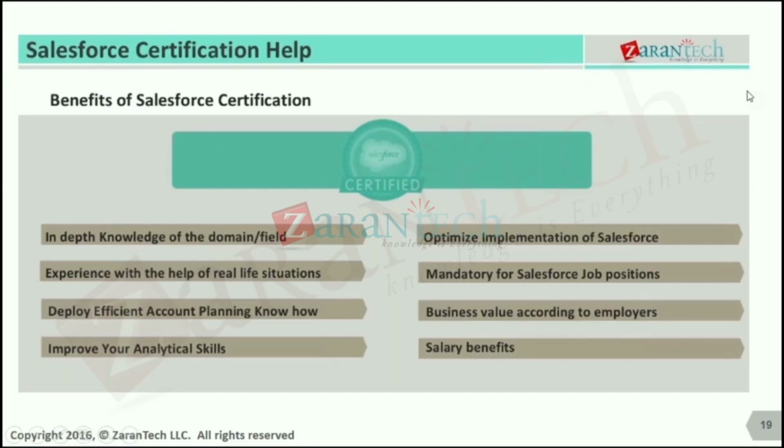Again, what is the benefit for you? You will have in-depth knowledge of the field. You will have experience of real-life situations. You will know how to efficiently do something. It will develop your analytical skills. You will know how to optimize something. See, again, optimization is very important in any cloud-based application. Let me tell you why.